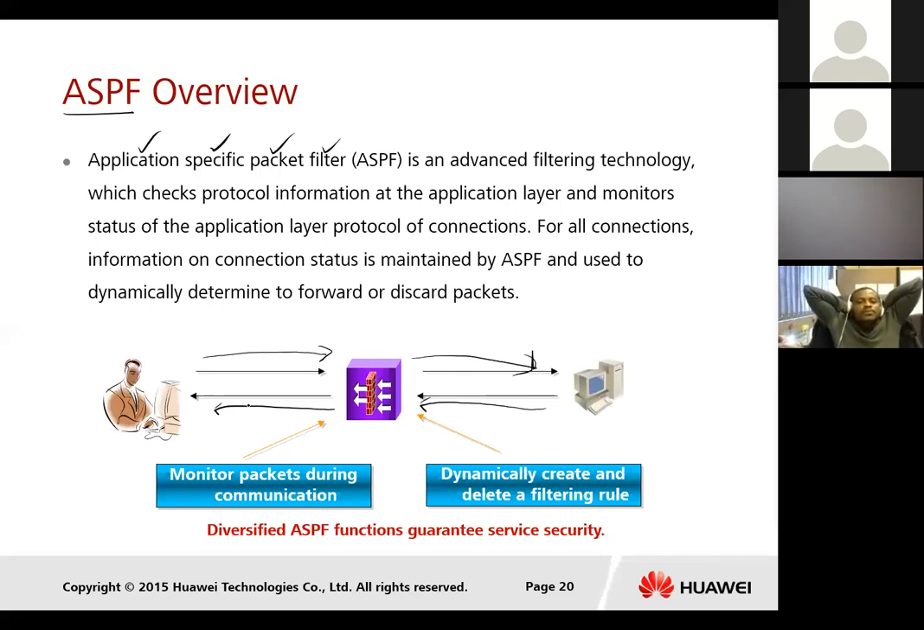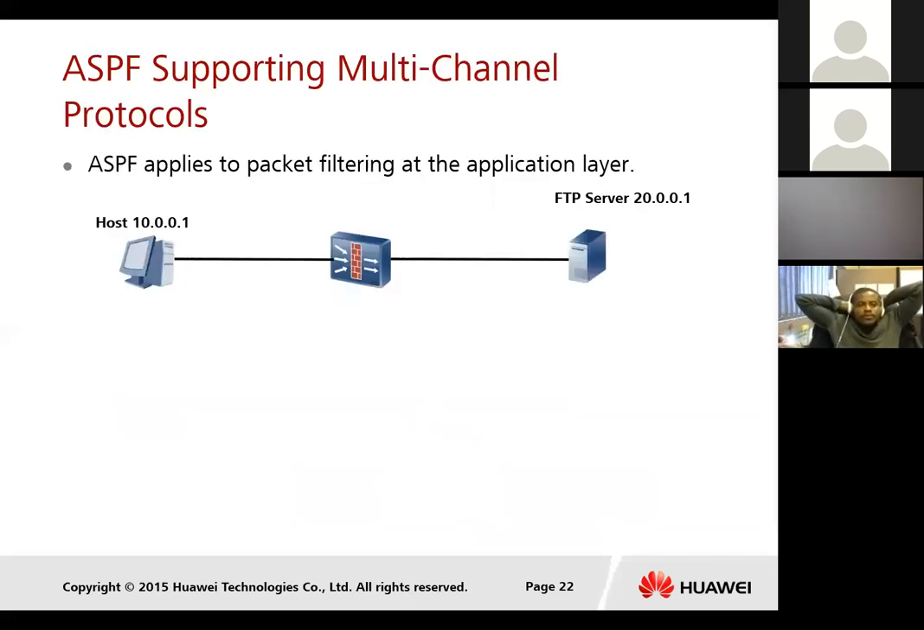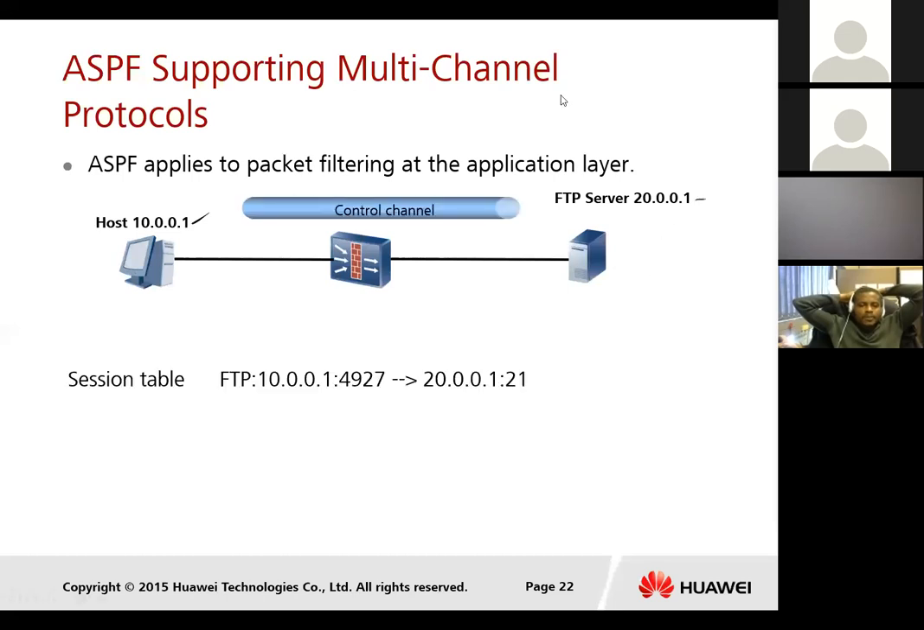So over here, there is one example. On the ASPF, apply the packet filter at the application layer. So from the host, go to the FTP server 2.0.0.1. They form this under the session table: source IP, source port, destination IP, destination port. I'm going to form it using port 21 to the FTP server. Then the server says, hey, I use port 4952 to establish a data channel with you.